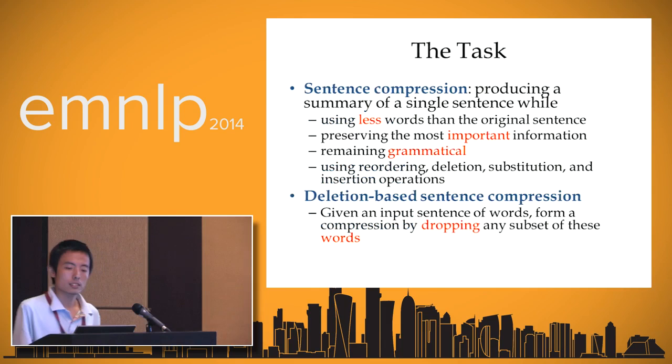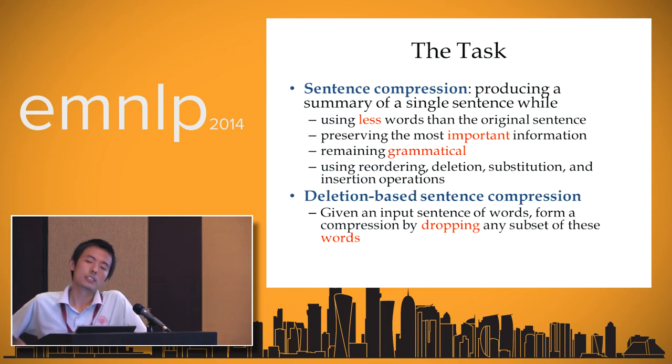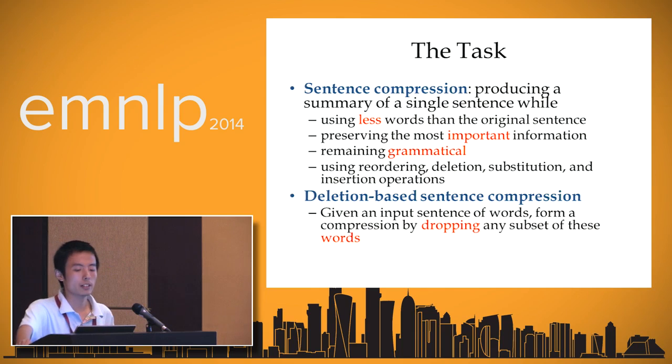So let's begin. The task of sentence compression is producing a summary of a single sentence. The produced sentence should have four properties. The first is that the compressed sentence should use fewer words than the original sentence. It should preserve the most important information, and it should also be grammatical. And sometimes, as the last property, reordering, deletion, or substitution is needed, just like in machine translation.